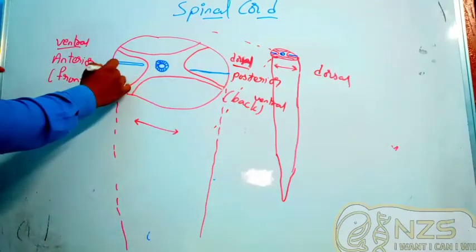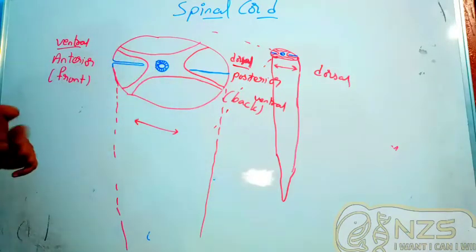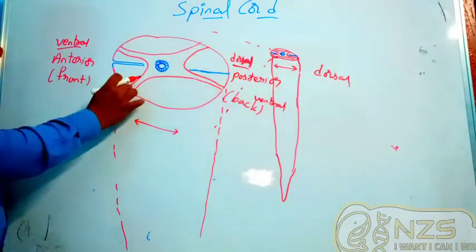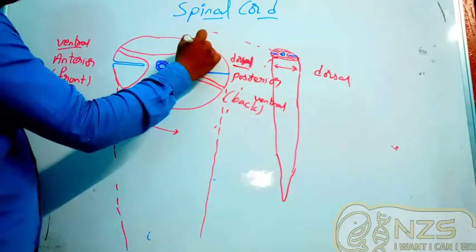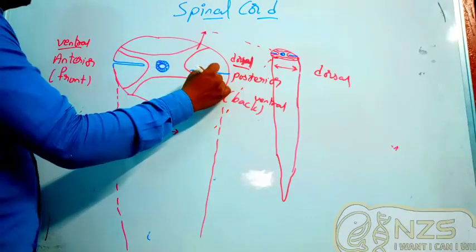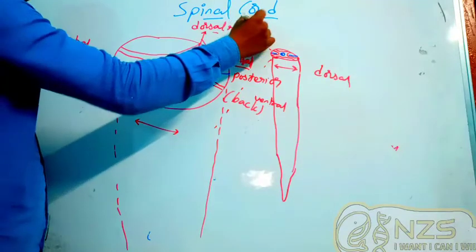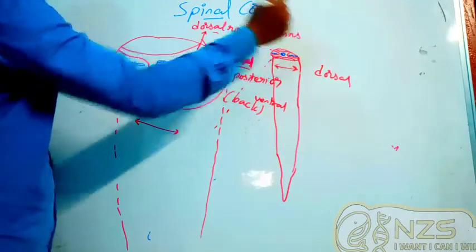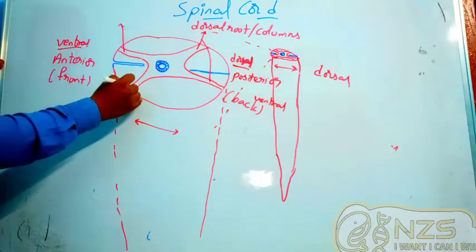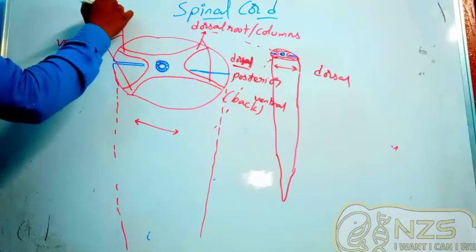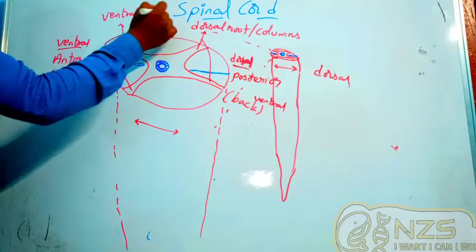Leaving that part, now when you observe, the gray matter is in the center, and the gray matter has columns. What do you call these columns? They are called roots. So you call these dorsal roots because they are on the dorsal side. We can call them dorsal roots or dorsal columns, which belong to gray matter. Now this can be called, yes, rightly guessed by you, ventral roots or ventral columns.